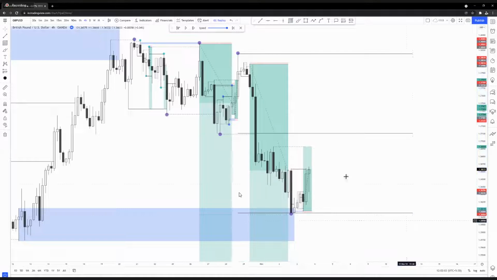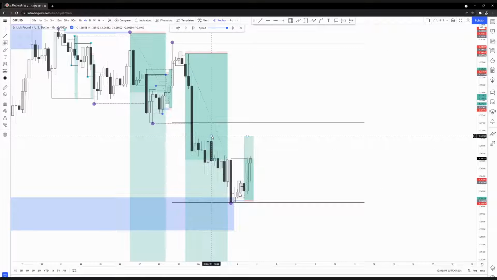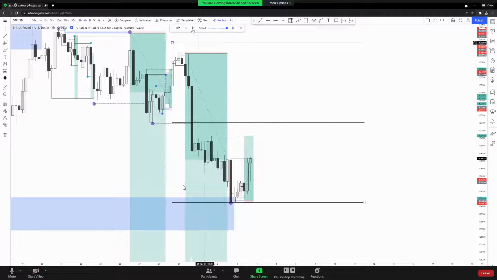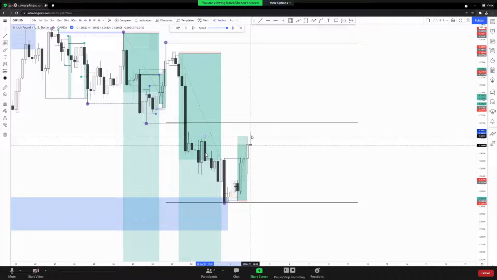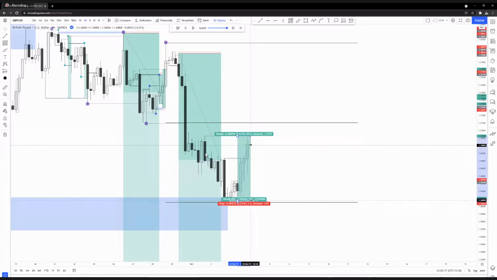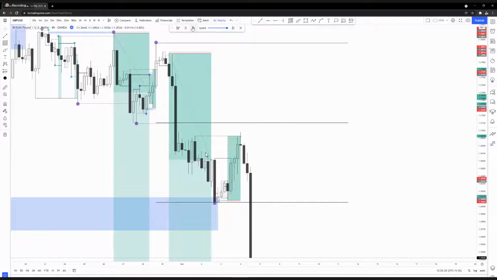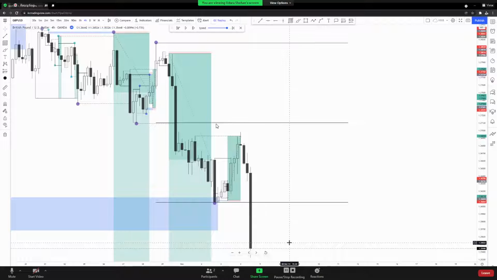Discount and premium. So price has to come at least into this level, right, before falling back down. I was waiting for this internal range liquidity to get cleared out and a tap into this. But what happened? It went up, took out the internal range liquidity, and before going into a premium price, it fell back down.